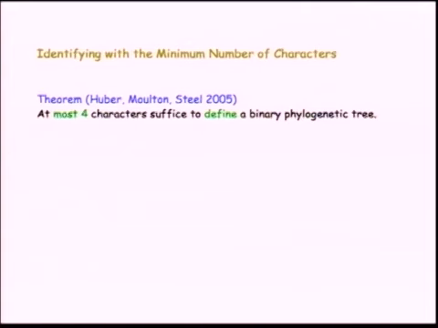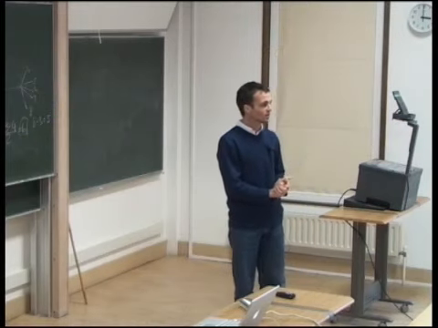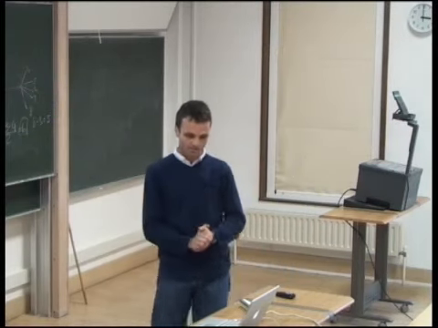Now, going back one step, if it's a binary tree, remember to find and identify are one and the same for binary trees. At most 4 characters suffice. So you give me your favourite binary phylogenetic tree, I can find you 4 characters so that's the only tree that displays them. It says at most 4; sometimes you do need 4. So you can't get away with 3.